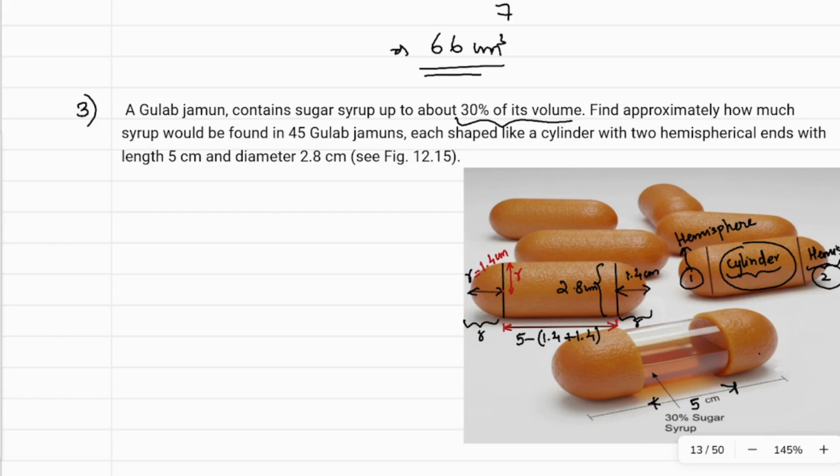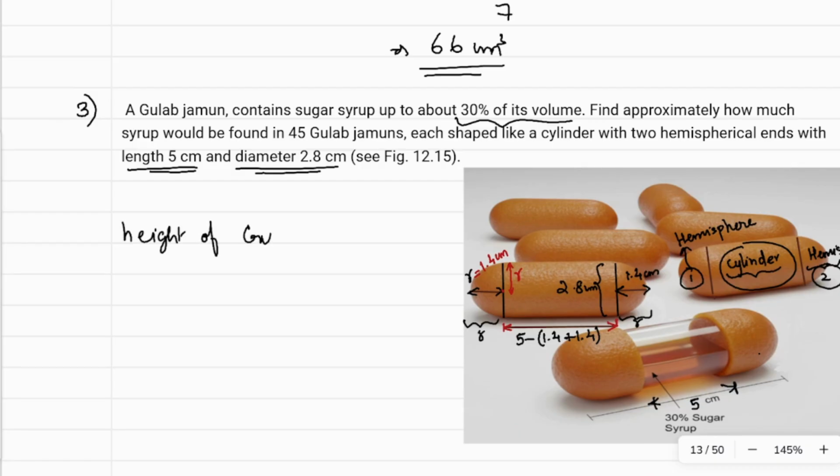They are telling us that the total length of this gulab jamun is 5 centimeter and the diameter is 2.8 centimeter. So we have to find the total volume of a single gulab jamun. Then if we multiply it by 45, we will get the total volume of 45 gulab jamuns. Then we can find 30% of it, and thus we can find the answer.